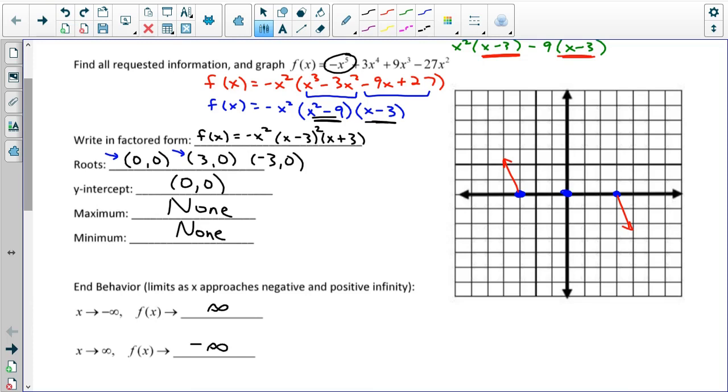And then since 0 and 3 are double roots, I'm going to cross at negative 3, bounce at 0, and bounce at 3. And that will be what my graph looks like.